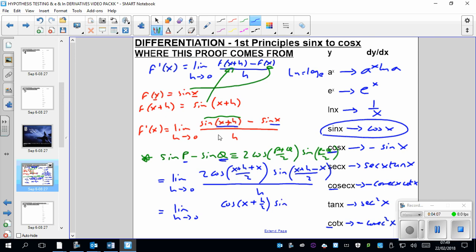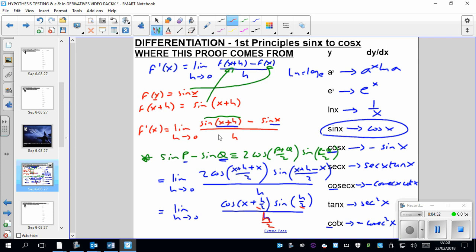Sine x minus x goes, and you're left with h over 2, and there's a 2 on the outside. Now, notice in here there's an h over 2, and in here there's an h over 2. So you'll see as part of the proof why I'm doing this. I'm going to write this h on the bottom as h over 2, and remove this 2 from the top.